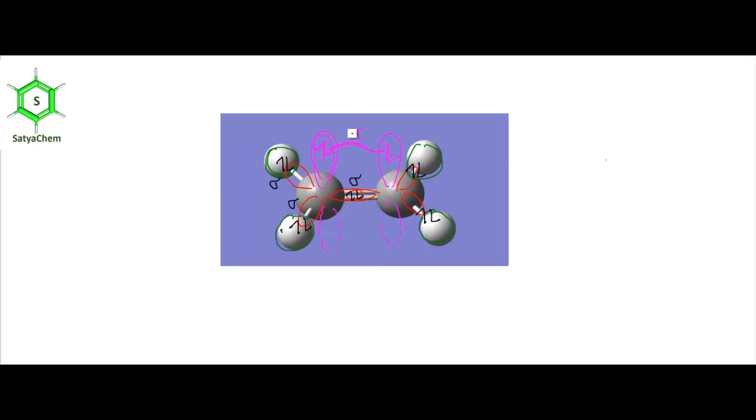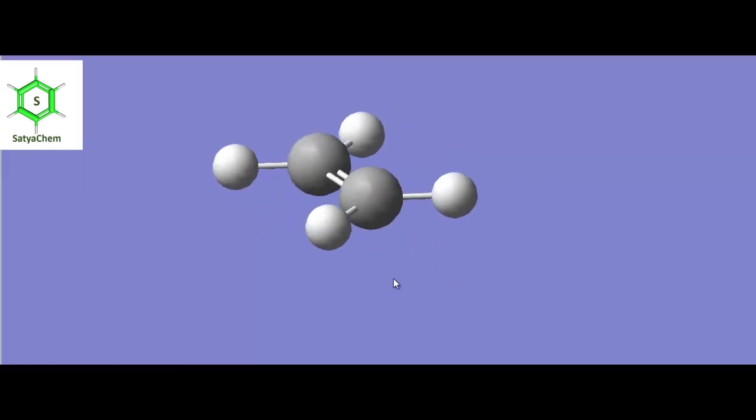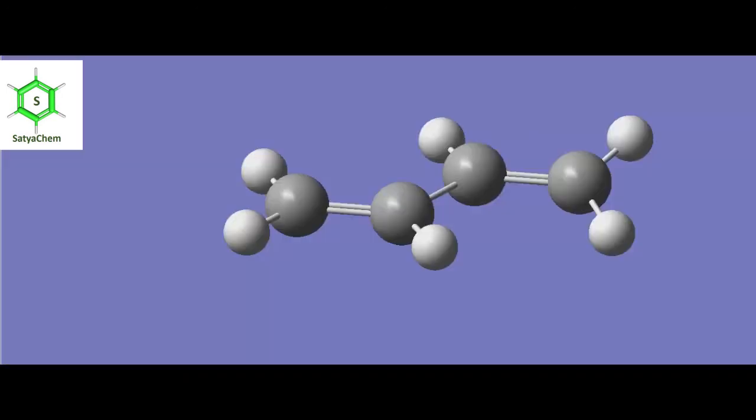Now I'll show you only the pi skeleton, how it looks. I think you have understood. I can take this view. Okay, so here I am showing you only the 2pz orbitals. See, it is clear that the 2pz orbitals, the pi bonding, are perpendicular to the sp2 orbitals.